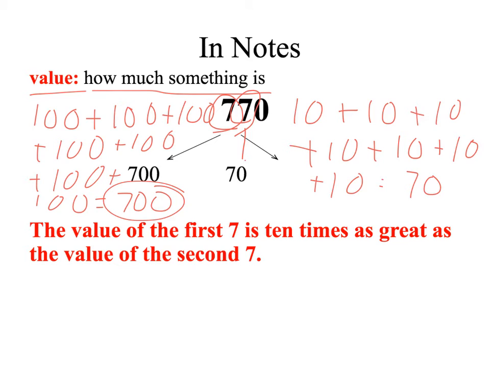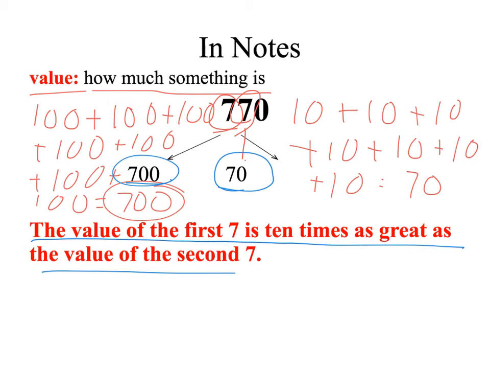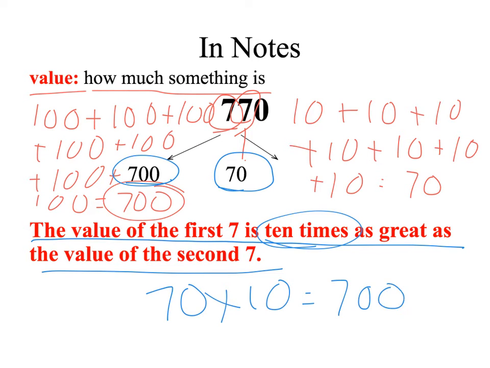So besides the value, I want to talk about the relationship. What is the relationship between the first 7 and the second 7? Well, the value is 700 in the first one, and the value is 70 in the second. So that means the value of the first 7 is 10 times as great as the value of the second 7. Meaning if I was to take the second 7, which is 70, and multiply it by 10, it would equal 700. So this number is 10 times as great as the second number.